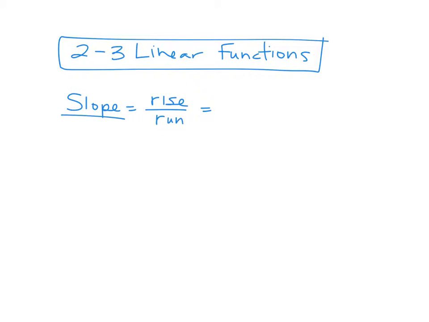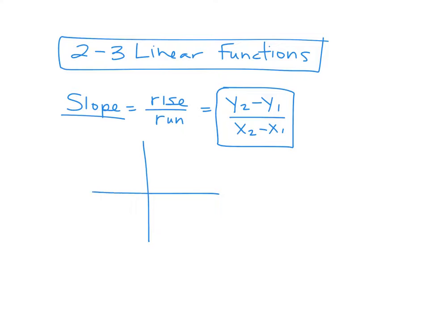Does anyone remember the slope formula? y = mx is slope-intercept form. The slope formula is this one: (y2 - y1) over (x2 - x1). So that's what you're going to use to find the slope of a given line. Just keep in mind when you're doing this that you are going left to right.